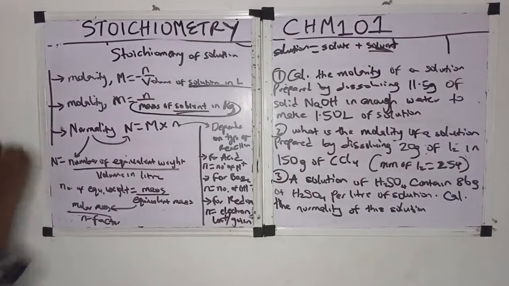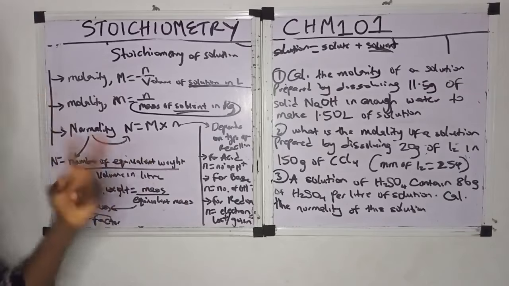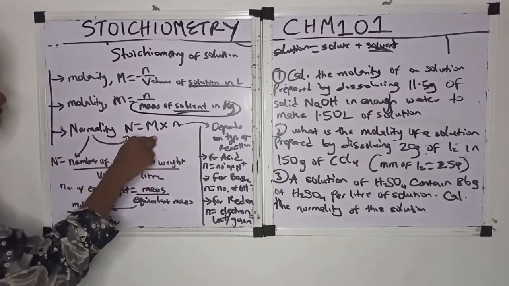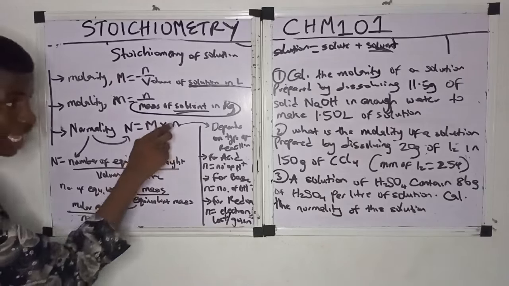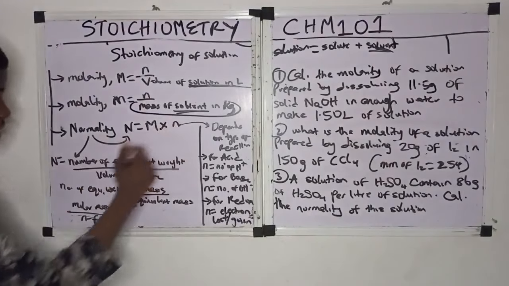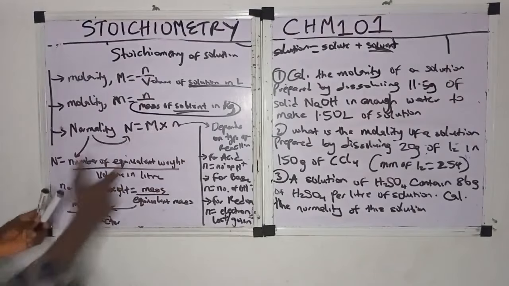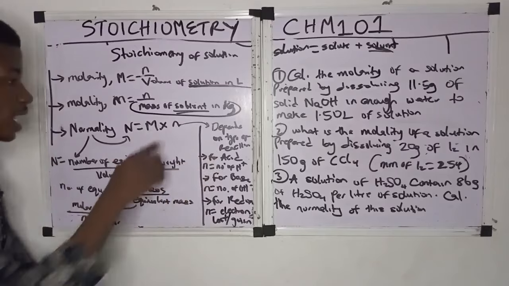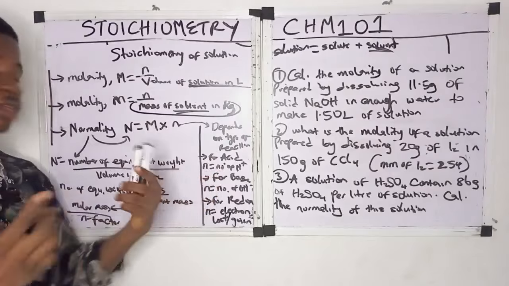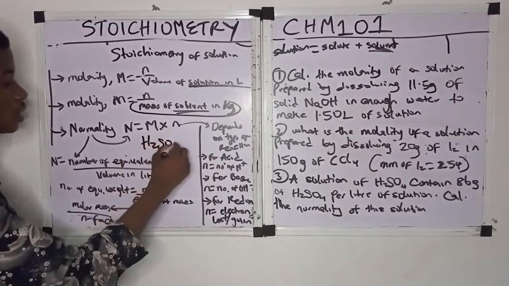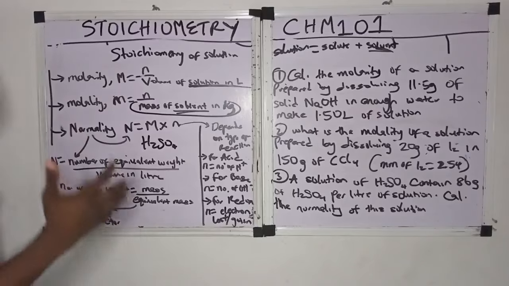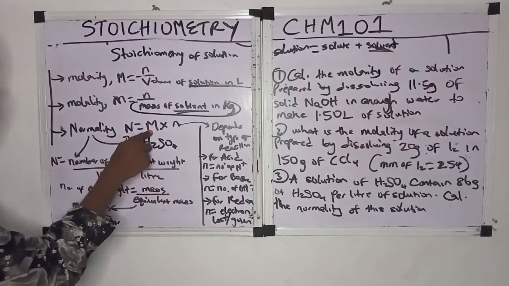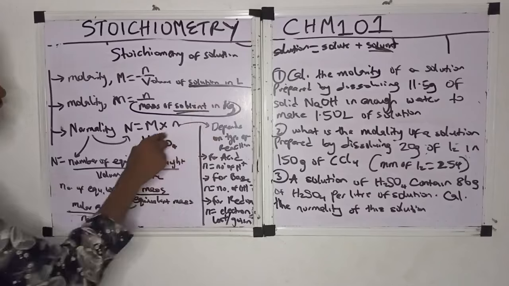Then normality. I'll give you two formulas to calculate normality, which is very important. Normality is equal to molarity times n. N is what we call the n factor. N depends on the type of reaction. For acid, n is equal to the number of hydrogen ions. Let's say we are dealing with H2SO4. If they say calculate the normality of H2SO4, you will need to know the molarity first, which is the number of moles divided by the volume of solution in liter, then times n.